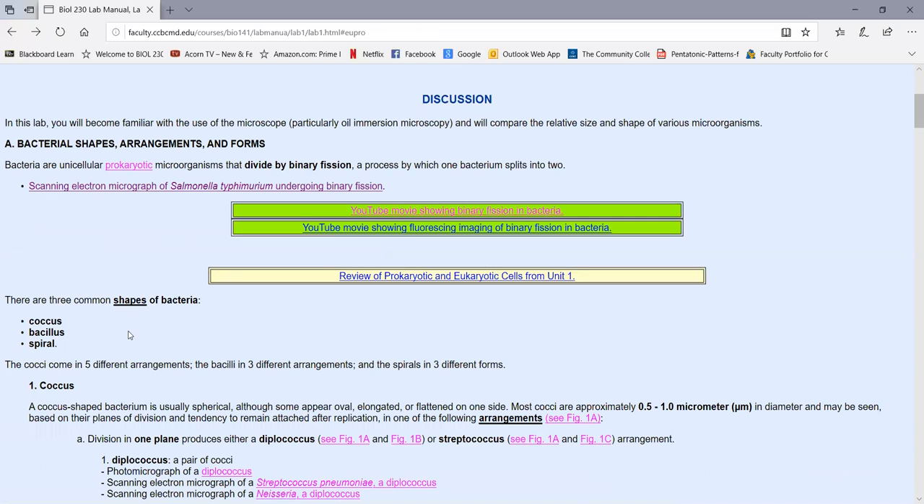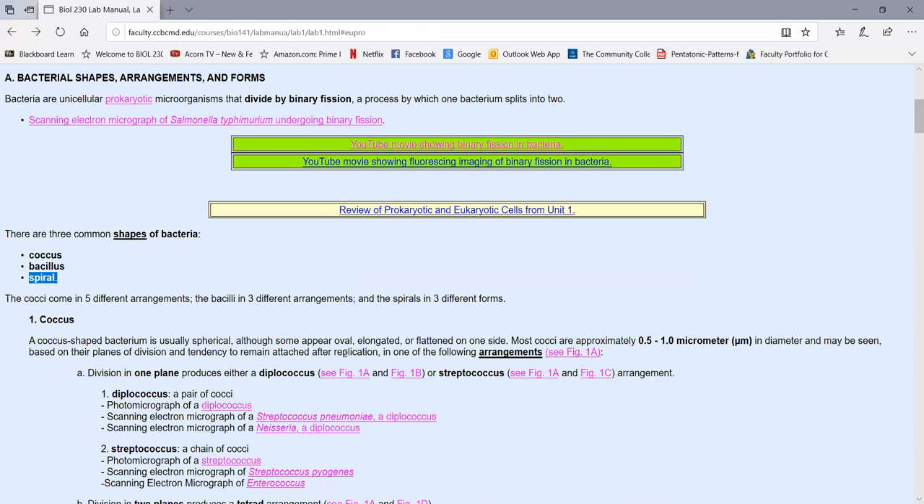So our first point, you have to recognize the three shapes of bacteria. So if I ask for shape, that means you're going to give me either coccus, bacillus, or spiral. Those are the shapes. So you have to know those are the three shapes. Now the cocci, plural of coccus, come in five different arrangements, and we'll look at each of these down here. The bacilli, plural of bacillus, come in three different arrangements. And the spirals come in three different forms. They don't stick together to form an arrangement, so we call them forms rather than arrangements.